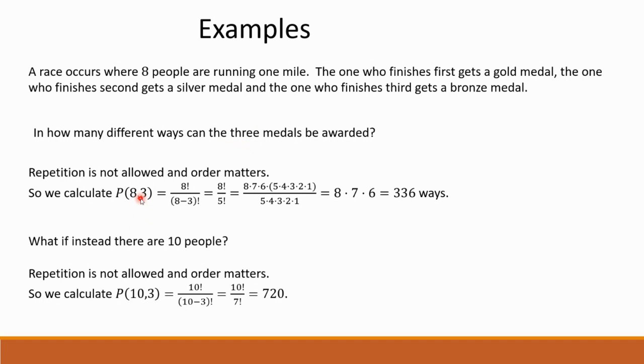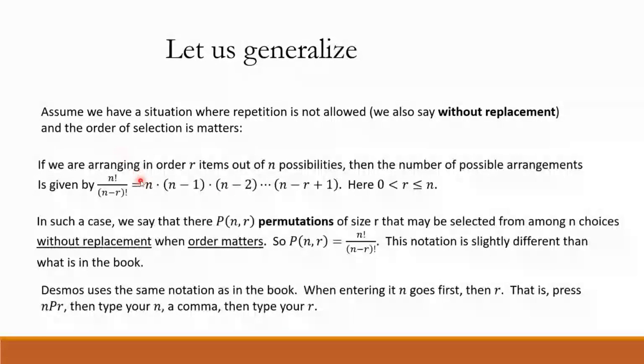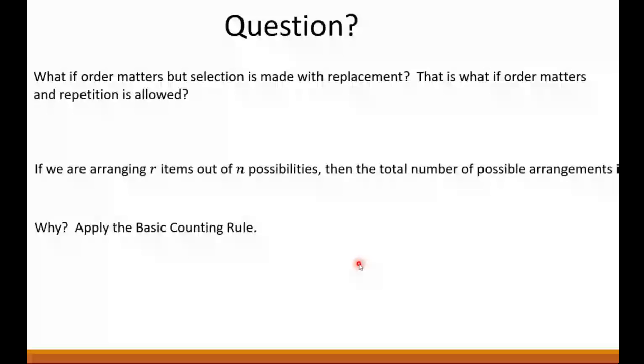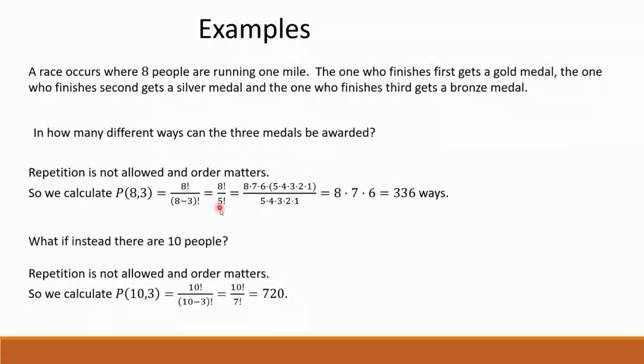So in other words, we want P of 8, 3, which turns out to be, by the formula, 8 factorial over 8 minus 3 factorial, which is 8 factorial over 5 factorial. I'm just using this formula here. And of course, if you were to write this out, this is what you would get by what factorials are. Multiplication is associative, so I wrote parentheses here. And by cancellation, you get 8 times 7 times 6.